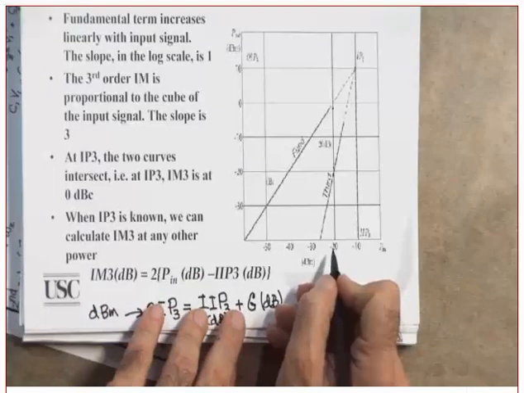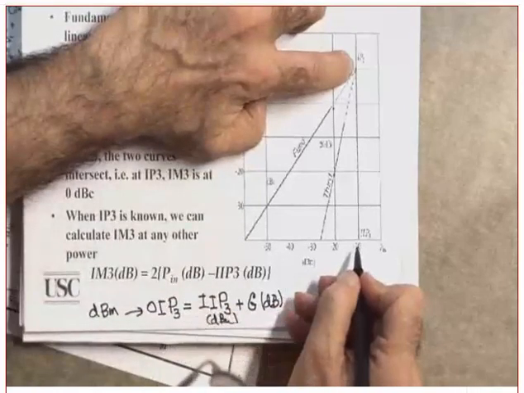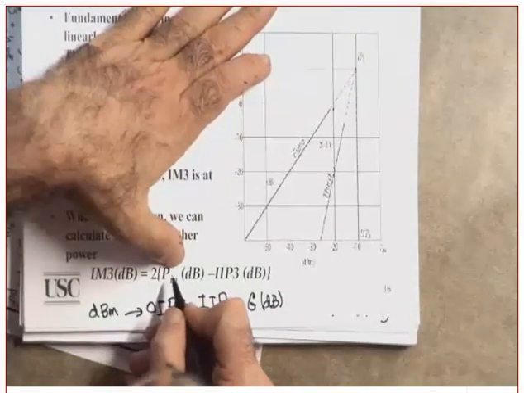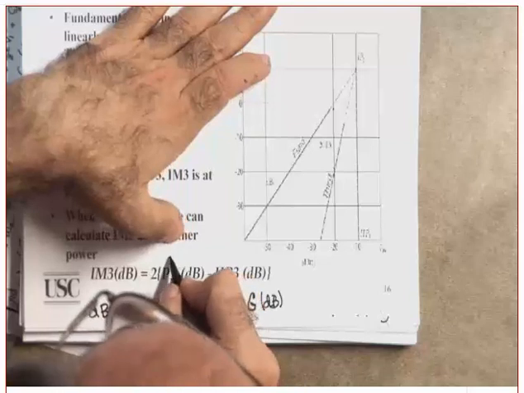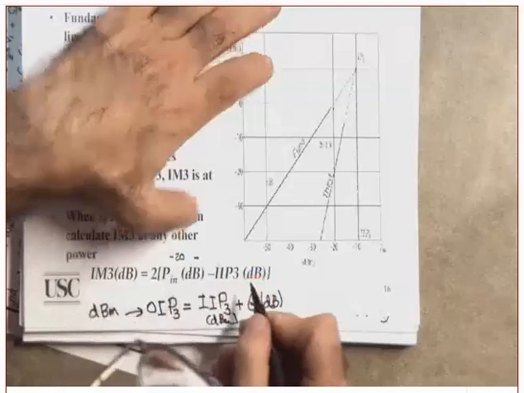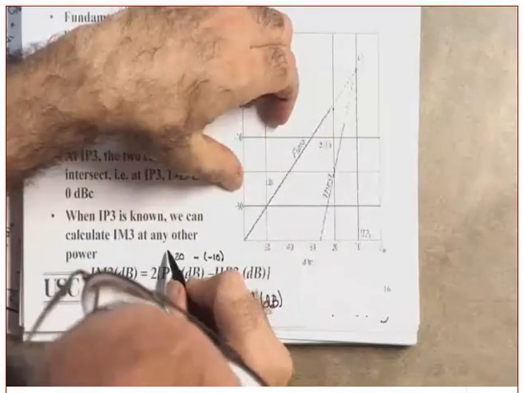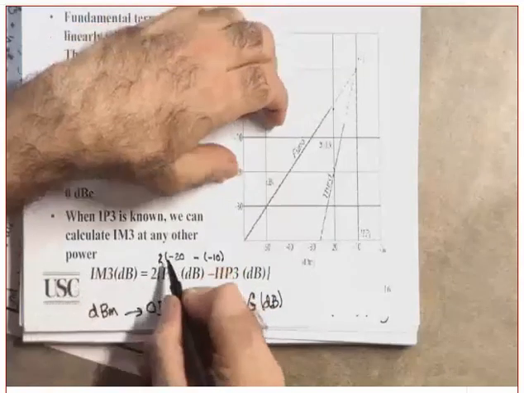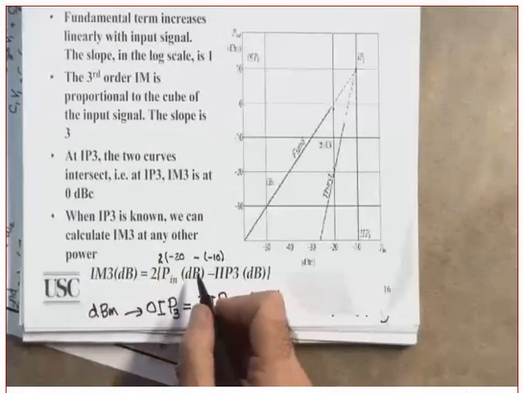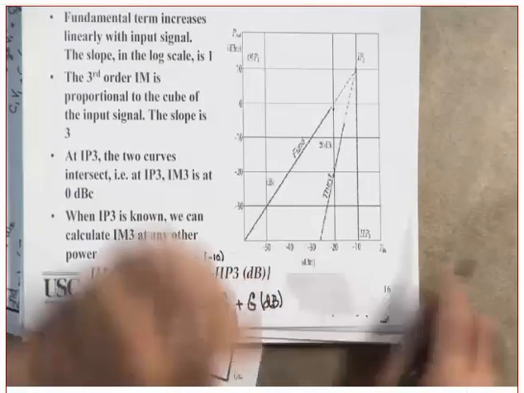Assume the input power is minus 20. Yes? What is the IIP3? Minus 10. Yes? So what do I have? 2 times what? Minus 20 minus the IIP3, minus 10. And then the whole thing multiplied by 2. Minus 20 minus 10... sorry, minus 20 plus 10 is what? Minus 10. And the 2, what does that mean?